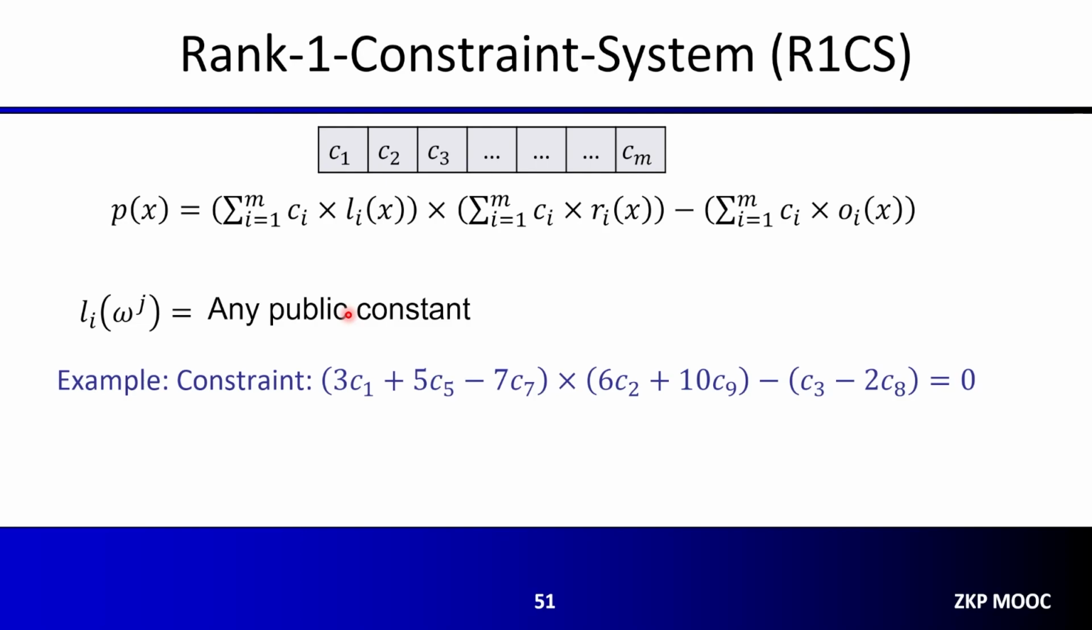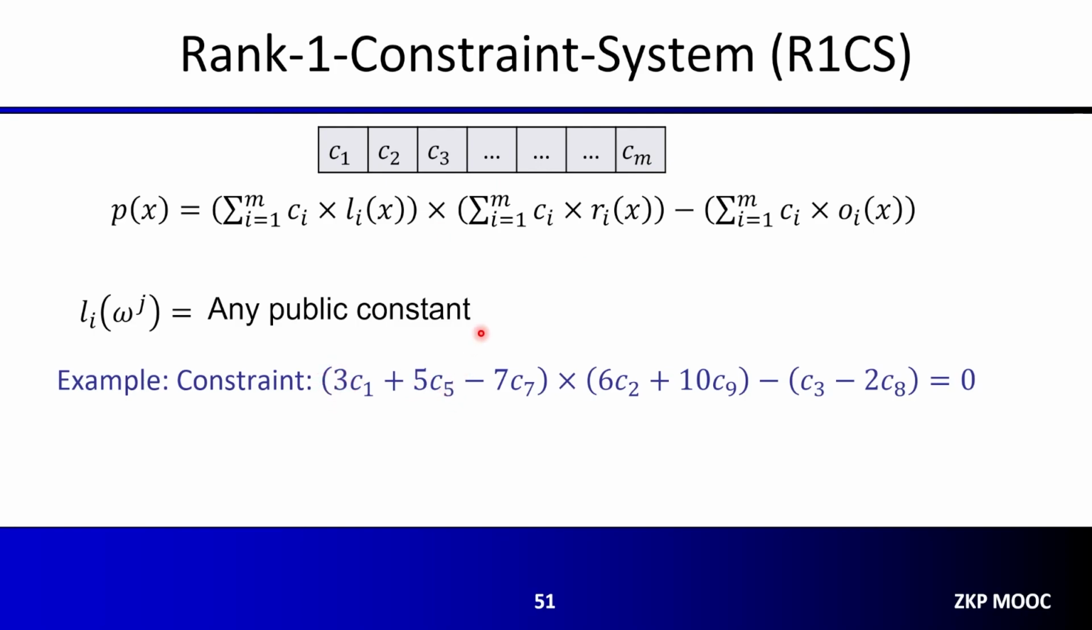So let's do that. Now, instead of computing only the left input times the right input minus the output, we can have this generalized constraint in this form. Still, it has 3 pairs of parentheses: something times something else minus something equals 0. But inside each parenthesis, we can have a linear computation on the entire extended witness. We can select multiple elements from the extended witness and multiply them with some public constant.